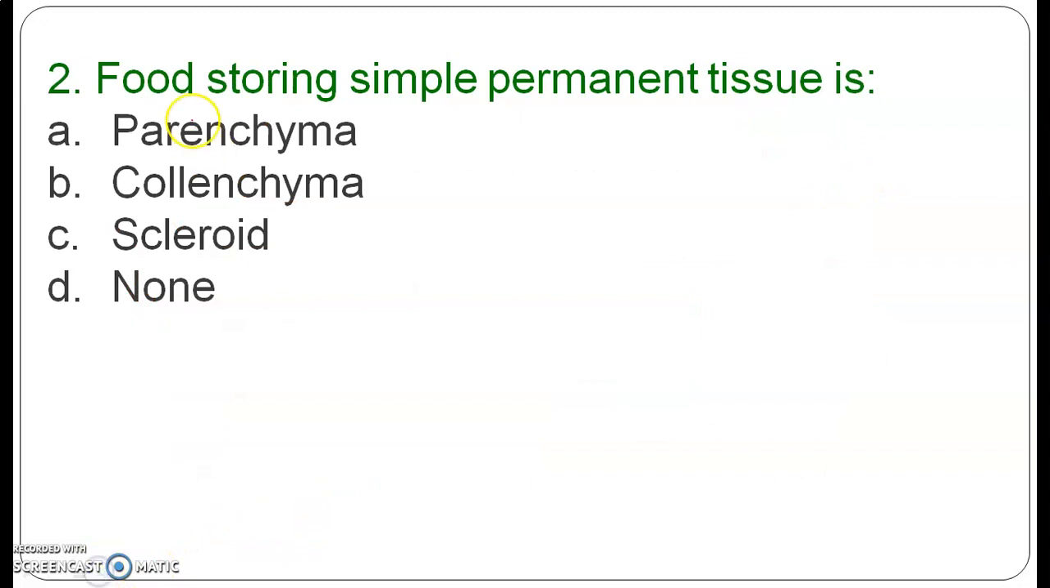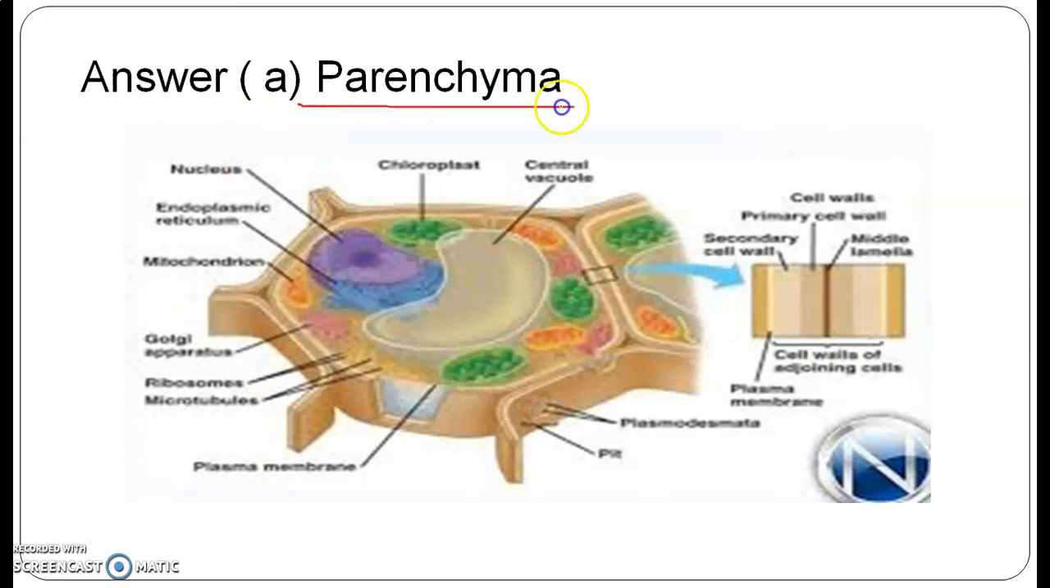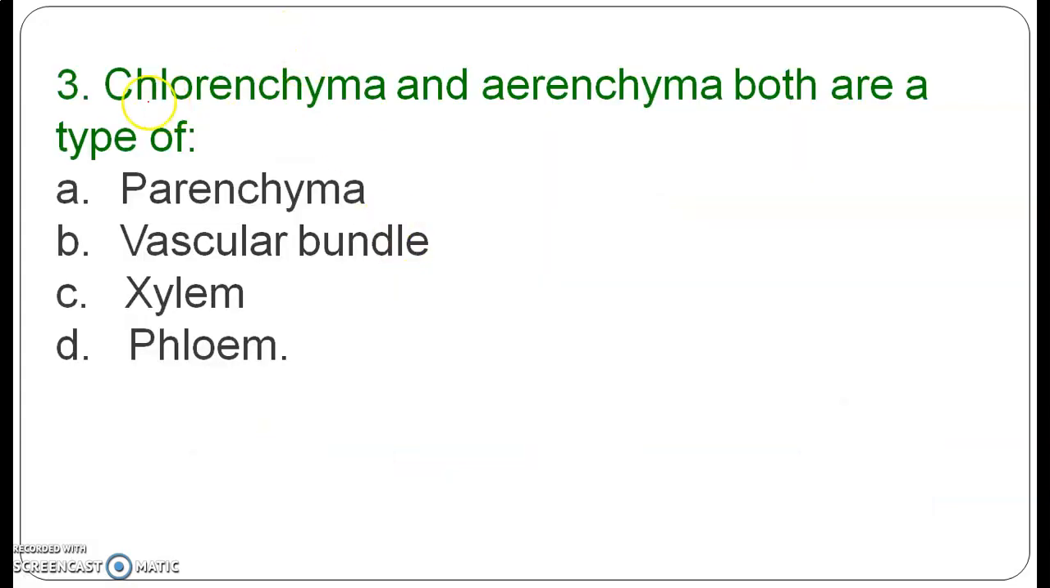Moving further, the food storing simple permanent tissue is, and your options are A, parenchyma, B, collenchyma, C, sclerenchyma, and D, none. This is a very simple question, children. So mark the right answer. The correct answer for this question is option A, that is parenchyma. You know very well that parenchyma, collenchyma and sclerenchyma are the types of simple permanent tissue, and in parenchyma, a large vacuole is centrally located, mainly responsible for food storage. Clear?